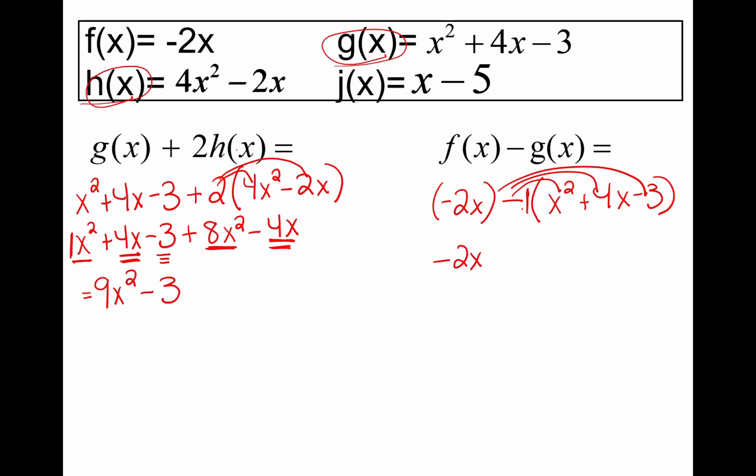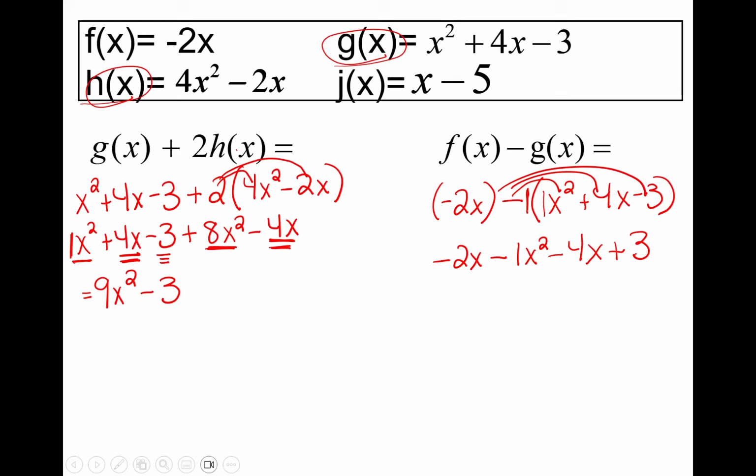So I'm going to distribute that in. So I got negative 1 times a positive 1x squared. That is a negative 1x squared, right? Negative 1 times 4x is negative 4x. And negative 1 times a negative 3, that is a positive 3.